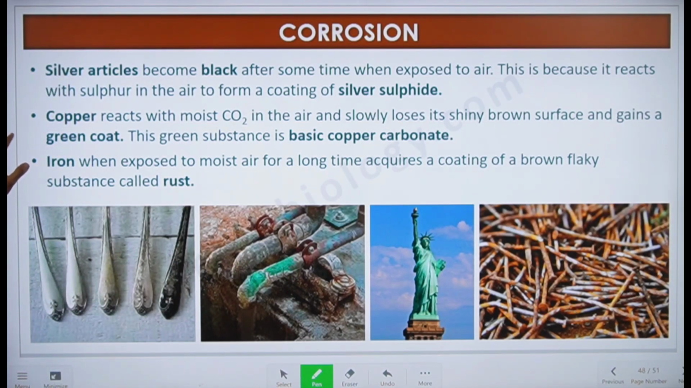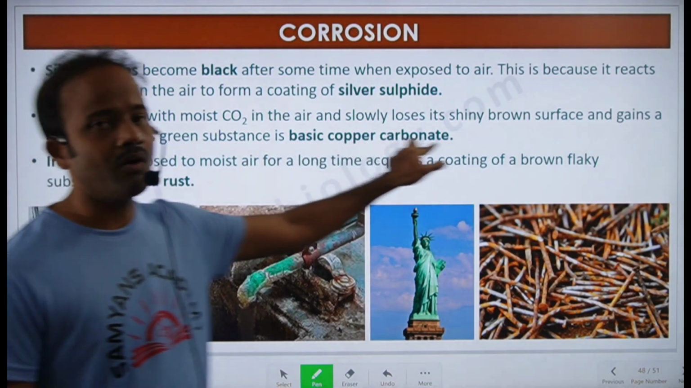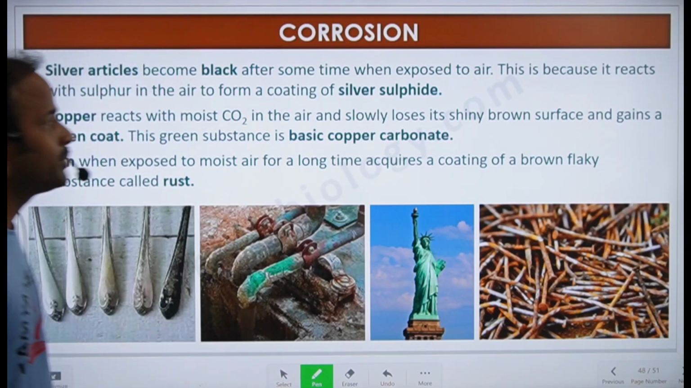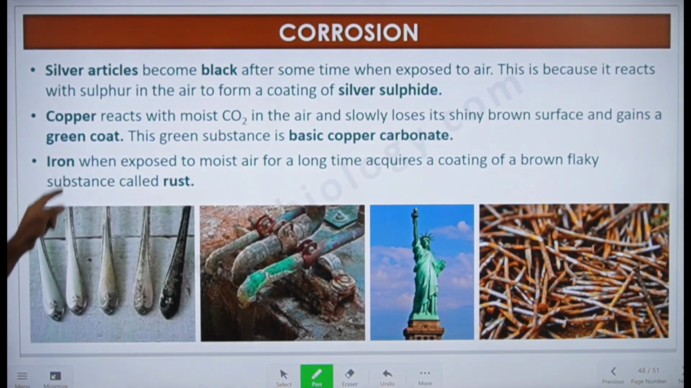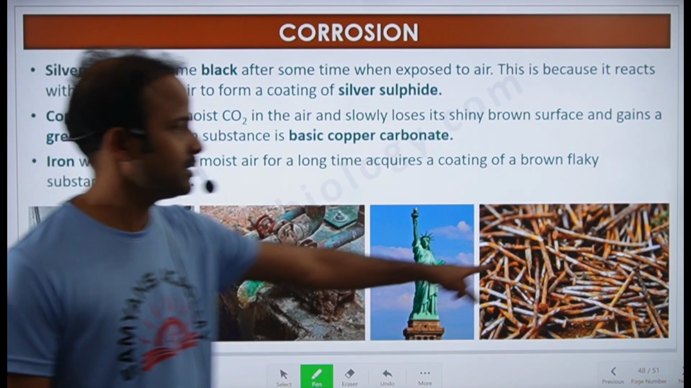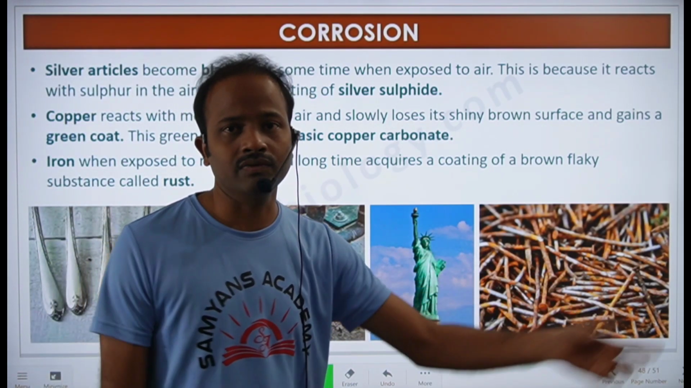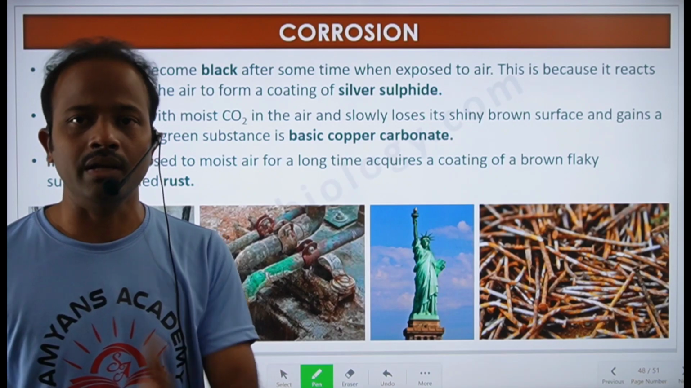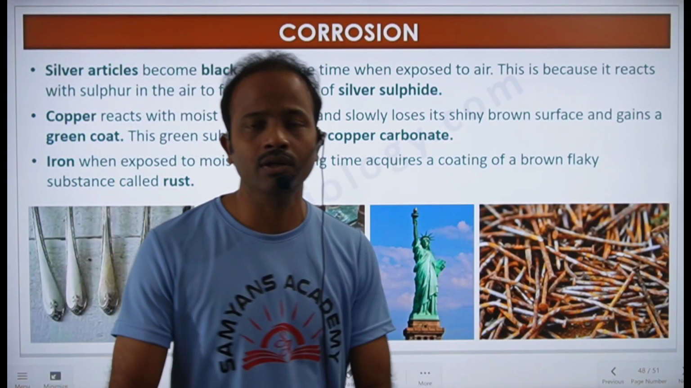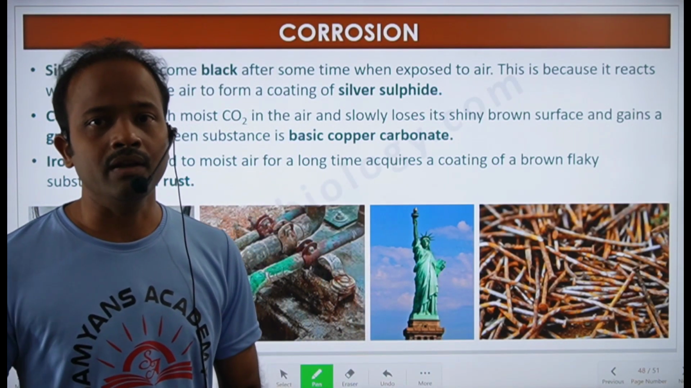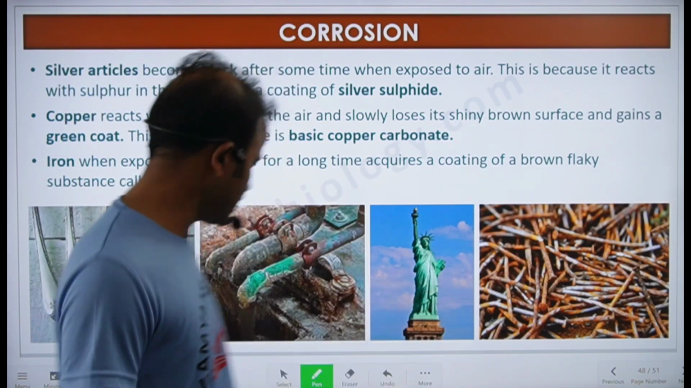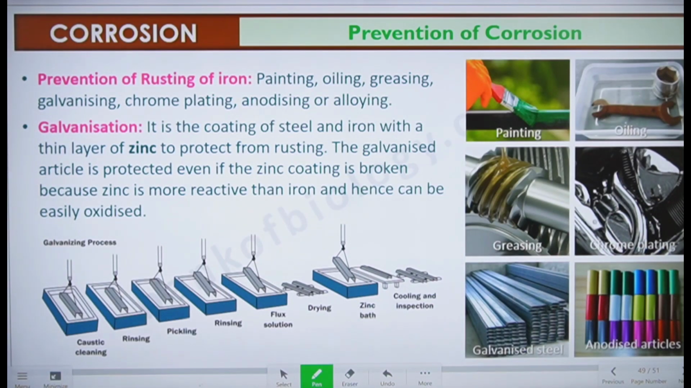So this slowly loses its shiny brown surface and gains a green coat, and this green substance we call basic copper carbonate. Okay, iron when exposed to moist air for a long time acquires a coating of a brown flaky substance, which is called rust. When you expose these iron nails to the air, in which moisture and air are present, the iron is converted into Fe2O3, that is ferric oxide, which we also call rust, right? Now how do you prevent this corrosion?